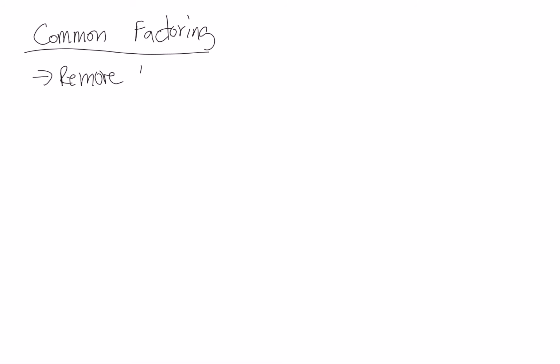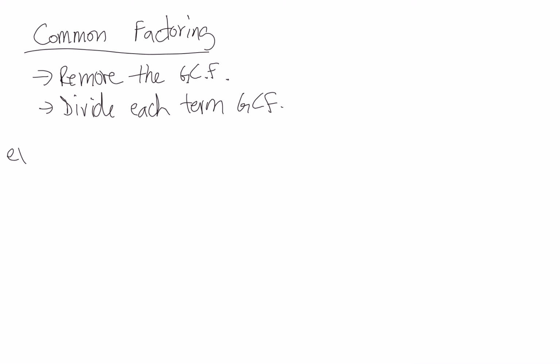So now what we're going to do is figure out how to do greatest common factor in terms of factoring. In order to do common factoring, the trick is you basically want to remove the GCF. So you want to figure out what the greatest common factor is, remove it, and then divide each term by the GCF to figure out what's left over. Okay, so let's do a couple examples of those.